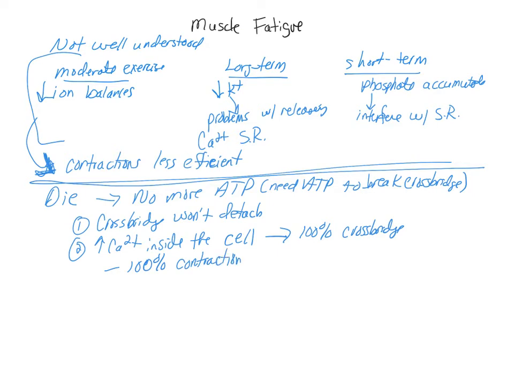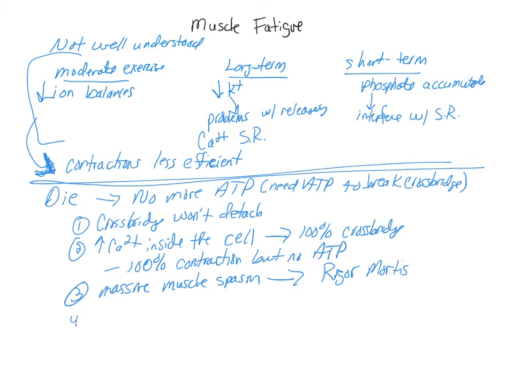Without ATP, all right, the cross bridges don't detach. So basically you have a massive muscle spasm that will not release. And this creates the situation called rigor mortis.